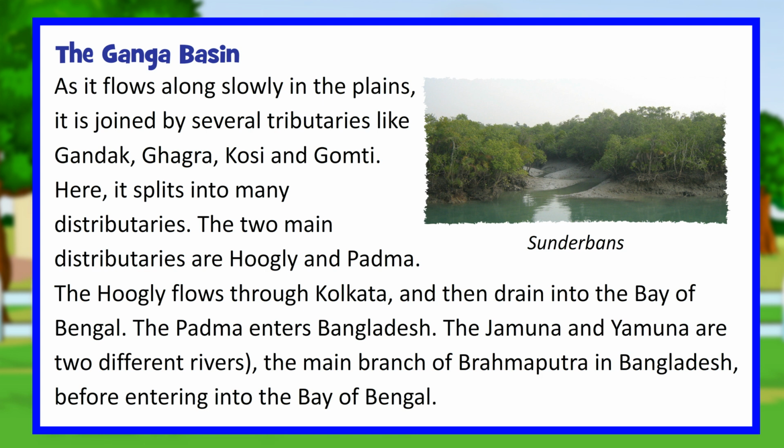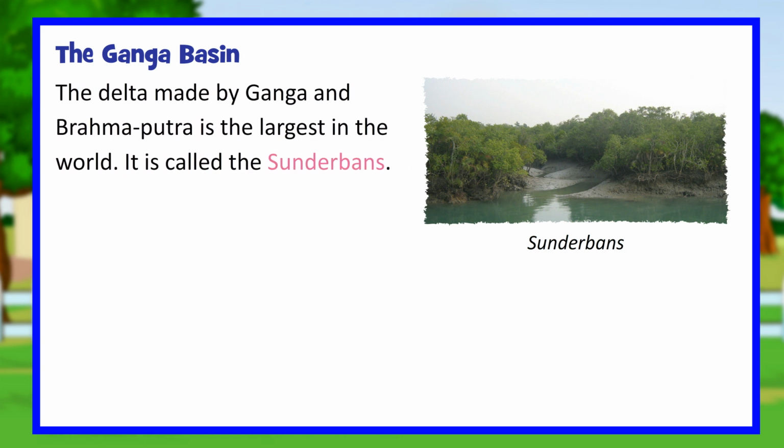Please remember, the Jamuna and Yamuna are two different rivers. The Jamuna is the main branch of Brahmaputra in Bangladesh, before entering into the Bay of Bengal. The delta made by Ganga and Brahmaputra is the largest in the world. It is called the Sundarbans.